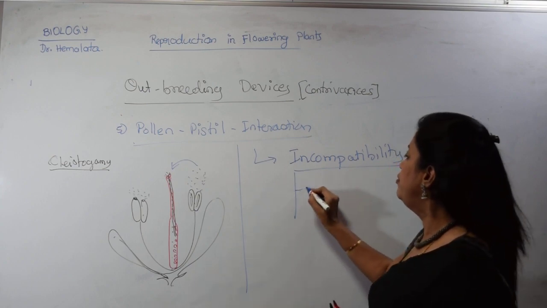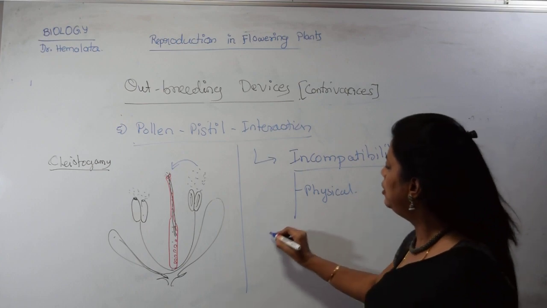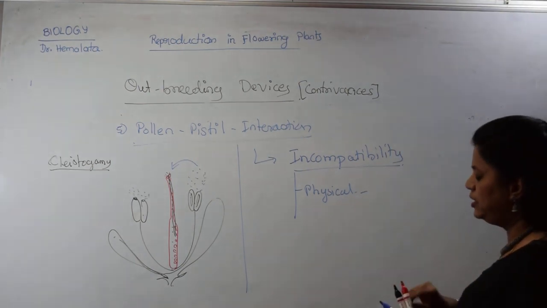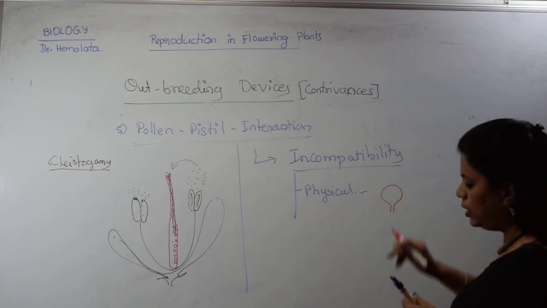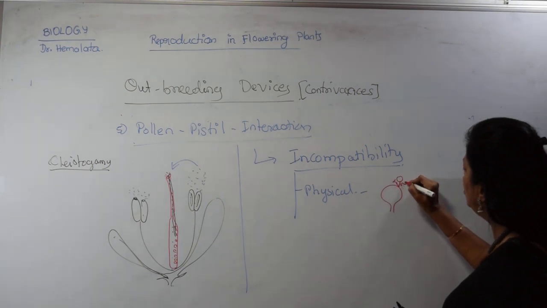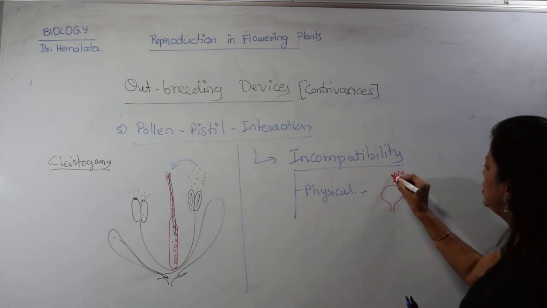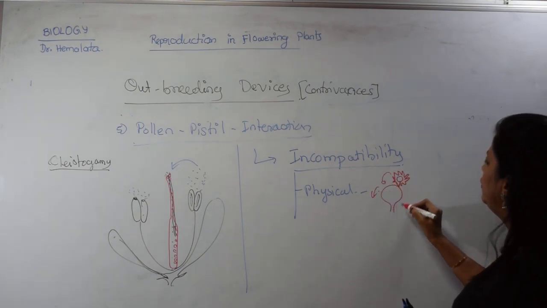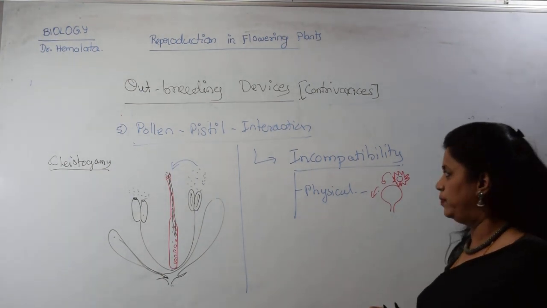It may be physical incompatibility, where imagine the stigmatic surface is round like this, smooth, okay? If the pollen grain contains outgrowths like this, then it cannot stick to this. It will just glide and fall away. This is the physical incompatibility. Their structures are not matching.